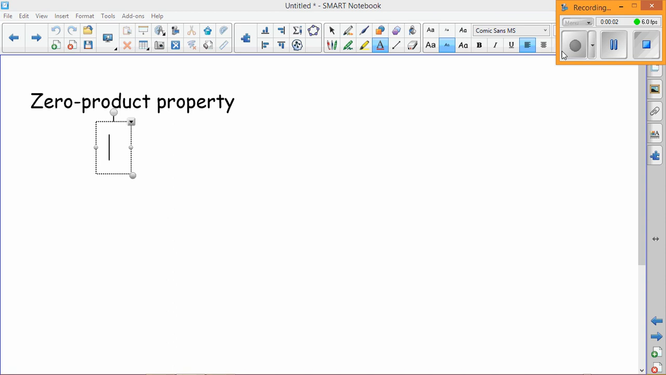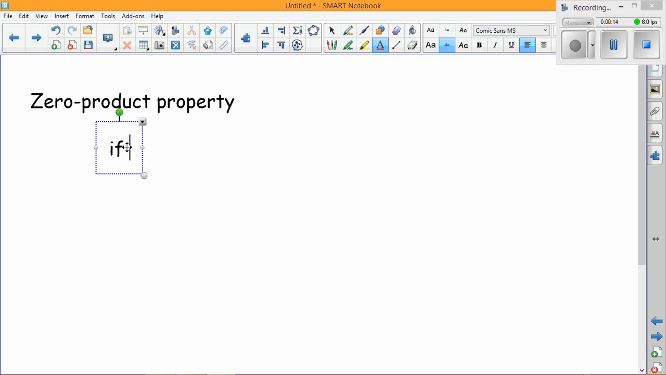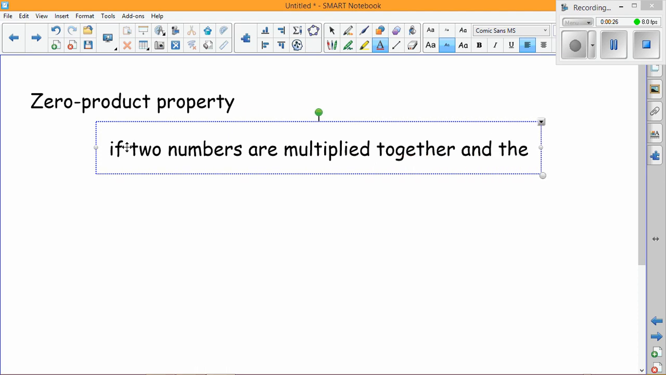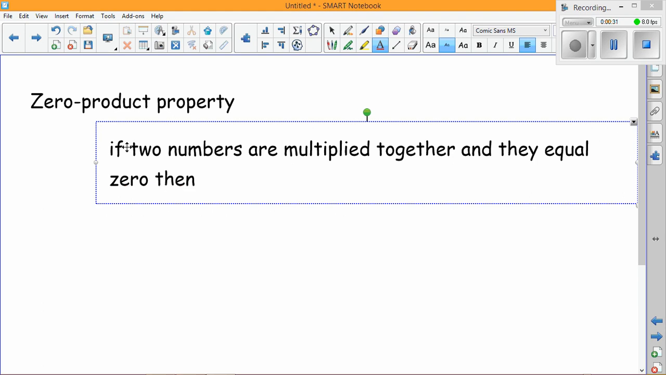In this lesson, we're going to learn about the zero product property, what that means. Zero product property is pretty simple. It basically says if two numbers are multiplied together and they equal 0, then one of them must be 0.